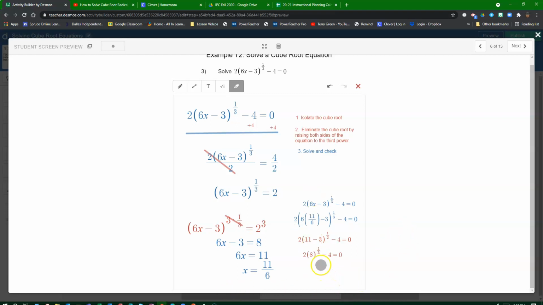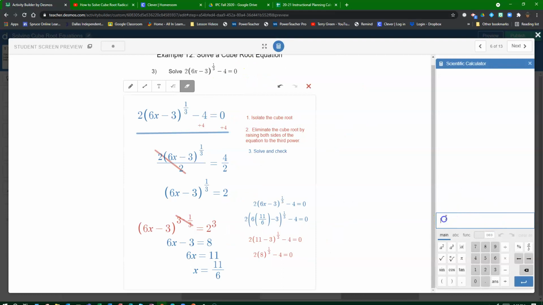So, how can we simplify this? Well, do we know what 8 to the 1/3 power is? This is when your calculator could come in handy. You can go 8 to the power of 1/3. That's 2. So this ends up being 2 times 2 minus 4. All right, so this ends up being 2 times 2 minus 4.